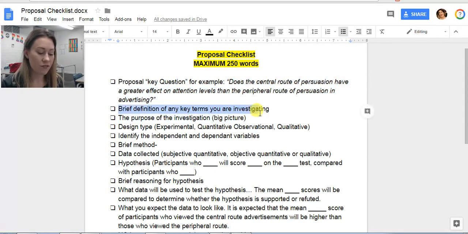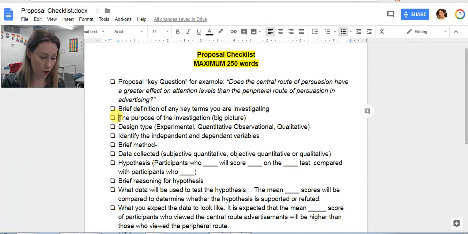Then a brief definition of any terms you're using. So you might want to include any terms that you think are relevant. Are there any terms you want to define for the readers to make sure they understand what you're going to be discussing?